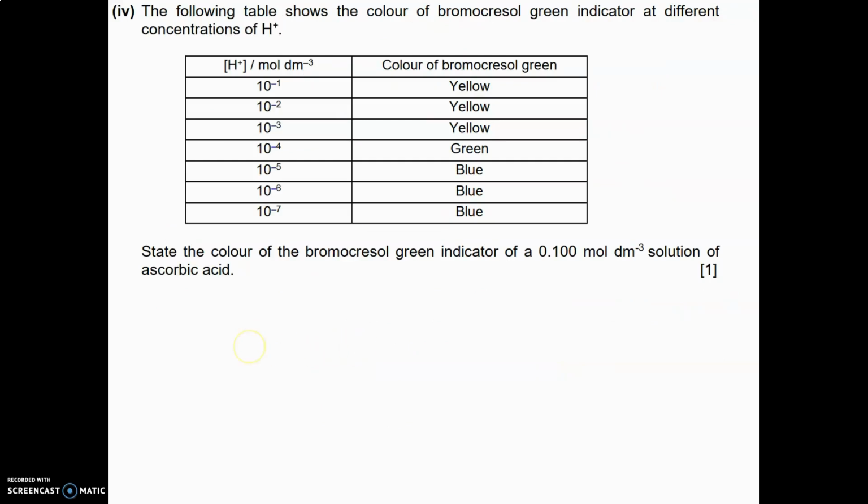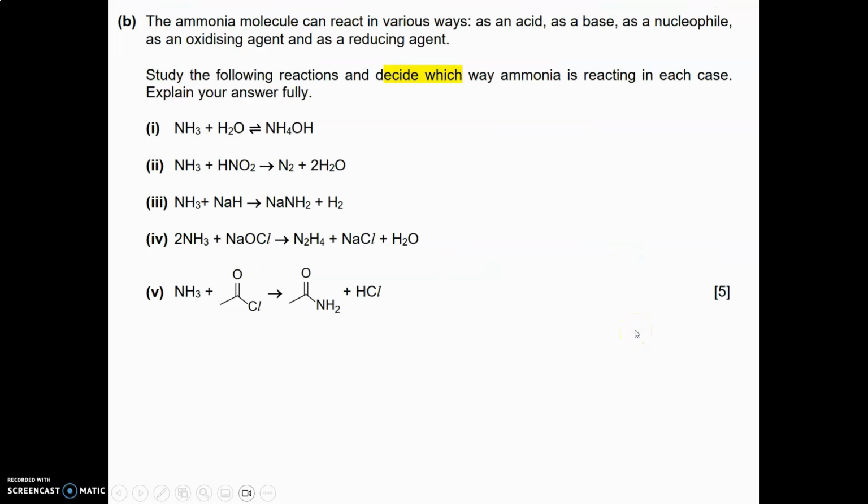Part 4, we have already determined that 0.100 mol per dm cube of ascorbic acid has an H+ ion concentration of about 2.83 times 10 to the power of negative 3 mol per dm cube, which means that it is in this range of pH, which tells us that the color of the indicator will be yellow. Part 5 is titration curve, not in the J1 syllabus. You will learn more about it in J2. Part B, what are the various roles of ammonia in the given equations?